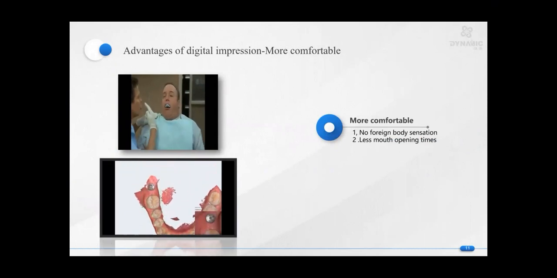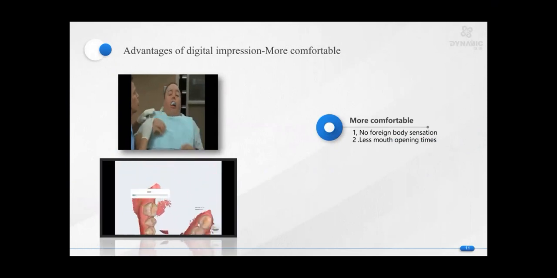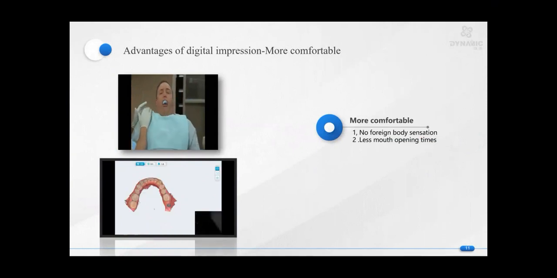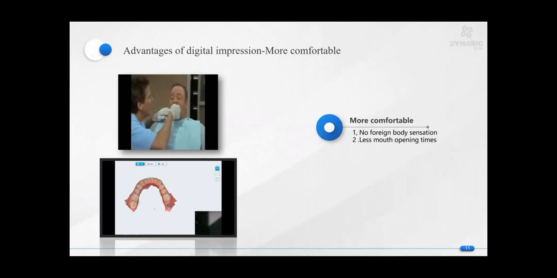The upper one is the reaction of patients with the traditional impression method, commonly used in clinical practice. And I believe that doctors must be very familiar with this condition, especially when we meet sensitive patients or when there's too much impression material. The reaction will be more obvious and can even produce vomiting.